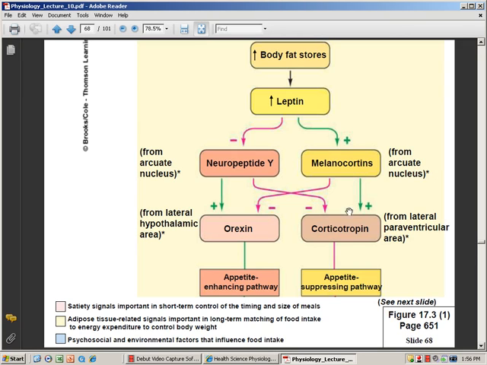So melanocortins, remember, they are going to stimulate the satiety pathway. They're going to turn off the appetite pathway. Now melanocortins are going to find another friend to help them out, and it's called corticotropin. What's interesting is this corticotropin is also going to be stimulated in the mornings when you first wake up. I'll tell you about that when we get into the endocrine system. These corticotropins also go to the adrenal gland and release something called cortisol. But this whole pathway is there for appetite suppression. This pathway, from neuropeptide Y to orexins, is for appetite.